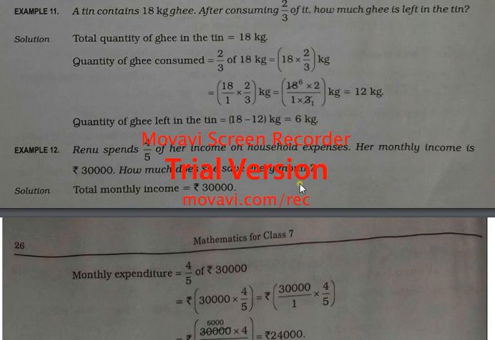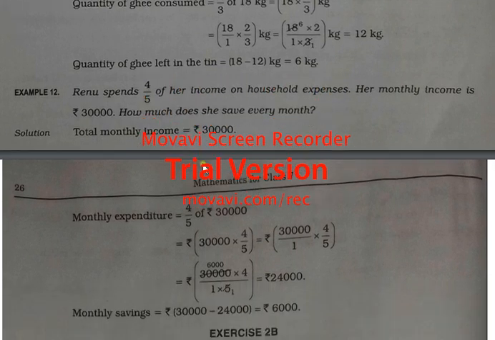So what we will do? At first we will be finding the expenditure. When we subtract expenditure from salary, then we will get the saving. Expenditure means what? Money spent. Expenses. This has been spent. That means it is not lost, it has been used for purchasing something as an expense. Okay. So you can see the total monthly income has been written.